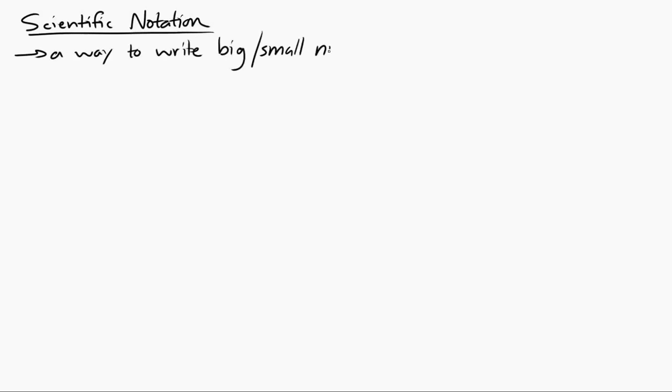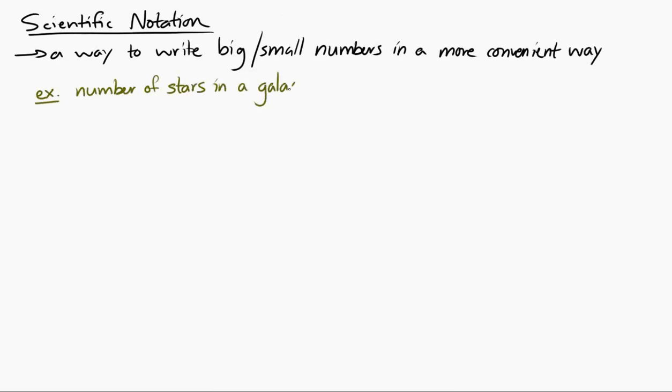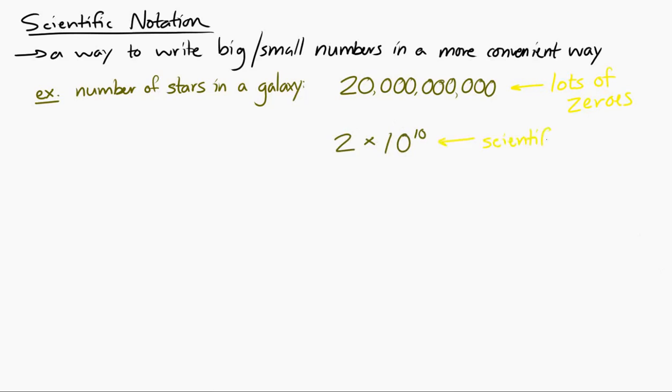Let's take a look at scientific notation. So scientific notation is just a way to write really big and really small numbers in a more convenient way. So for example, if we had a really big number, like the number of stars in a galaxy is about 20 billion, we could write it with a bunch of zeros, kind of annoying, or I could write it in scientific notation, 2 times 10 to the 10 stars.